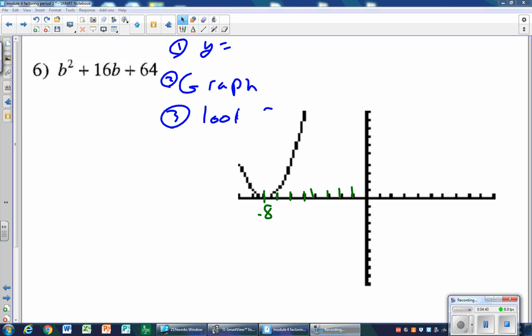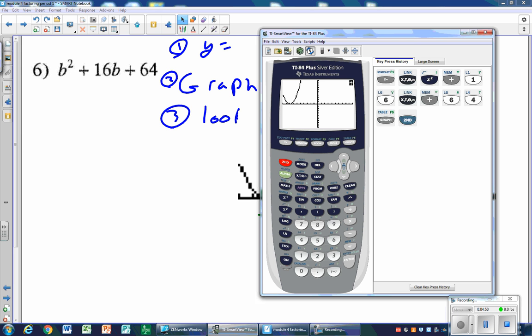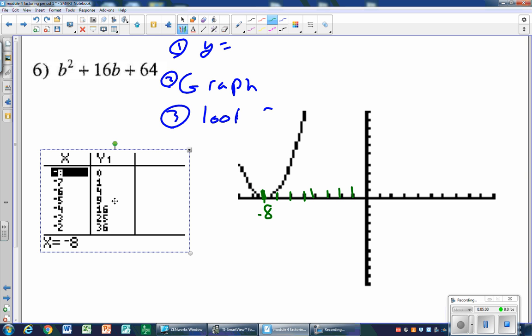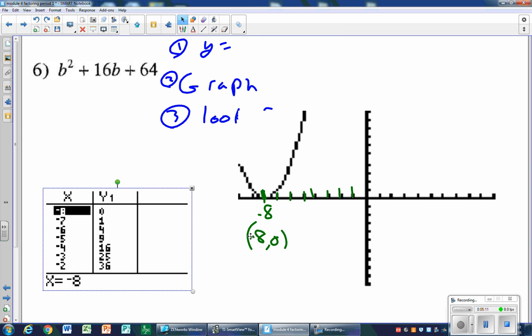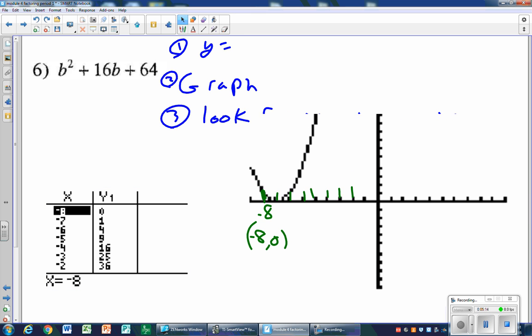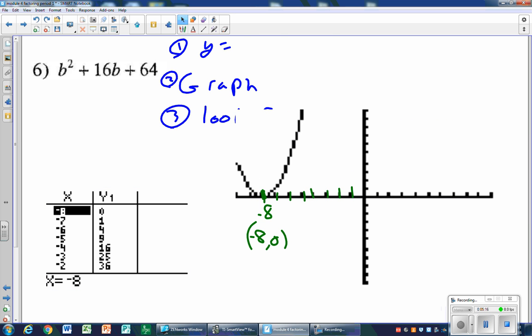I was interrupted for a moment or two, so hopefully this is a continuous idea. We see that it looks like it might be crossing at negative 8. So we take a look at the table, and we're looking for x being negative 8 because it looks like the point is negative 8, 0. And it is confirmed that it's negative 8, 0. Now that is the 0. We take a look at the graph and found the x-intercept at negative 8.